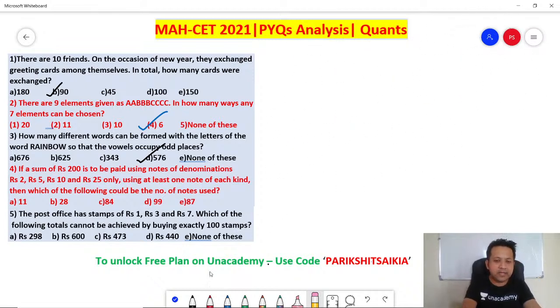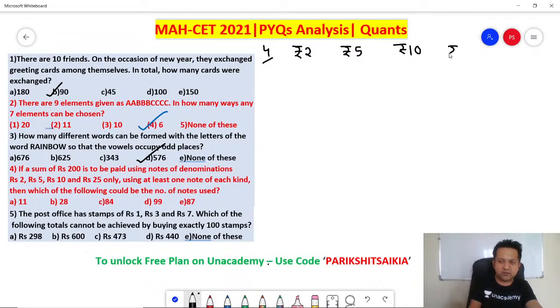Okay. If a sum of rupees 200 is to be paid using notes of denominations rupees 2, 5, 10 and 25 only. So basically you are using rupees 2 notes, rupees 5 notes, rupees 10 and rupees 25 notes. Correct? Using at least 1 note of each kind, then which of the following could be the number of notes used? Okay, now think about it. Minimum one of every kind you have to use.